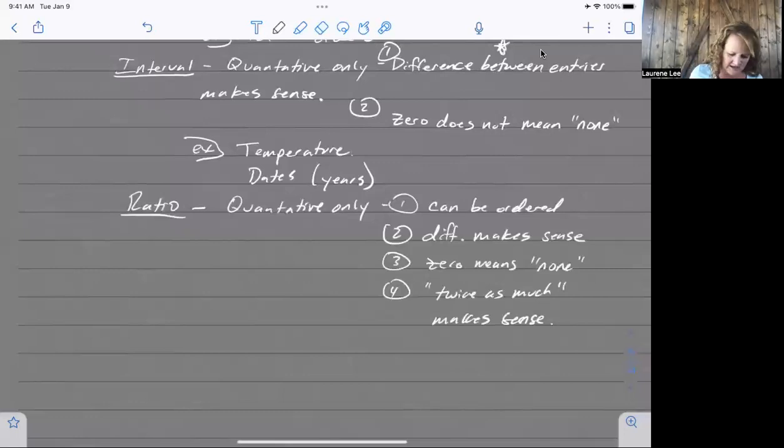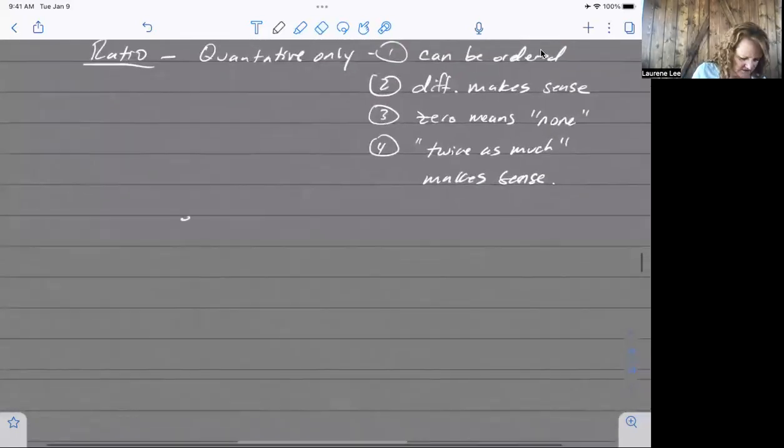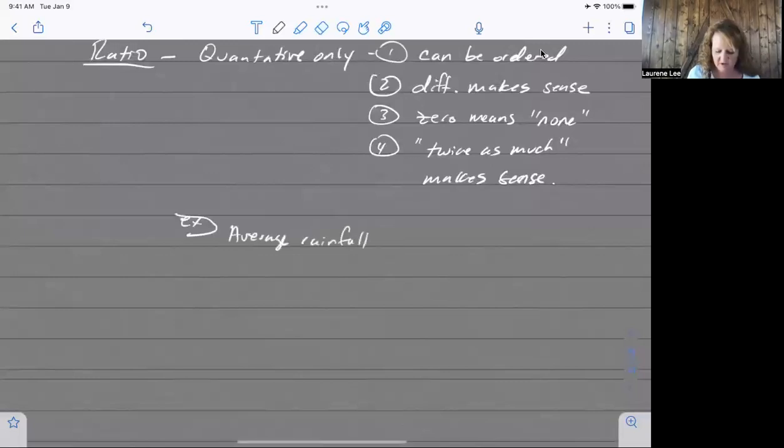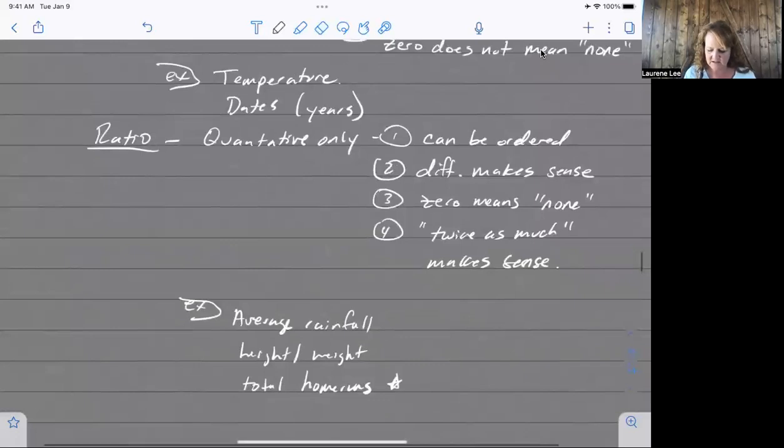So, I mean, there's like a ton of examples with this. This is going to be like average rainfall. I mean, I cannot write all the examples because there's a million. Height, weight. You could even do like total home runs for a baseball team, right? Let's look at this one, total home runs. Let's see if it classifies.